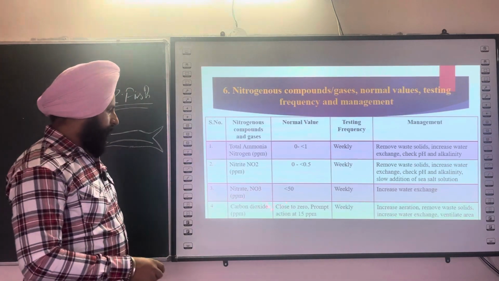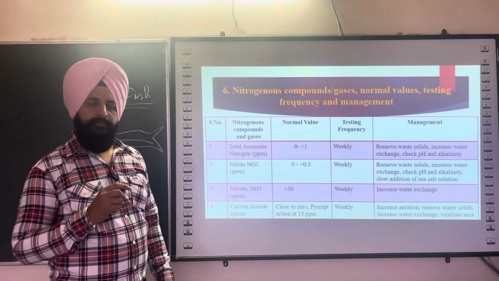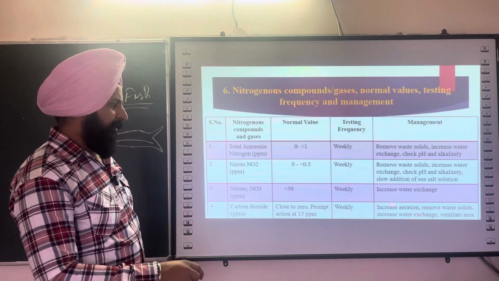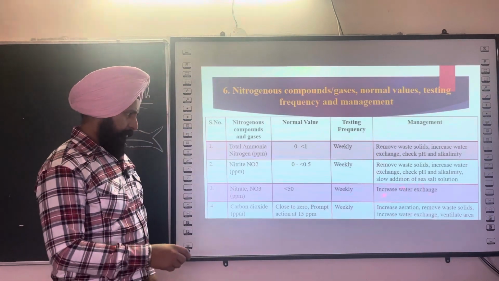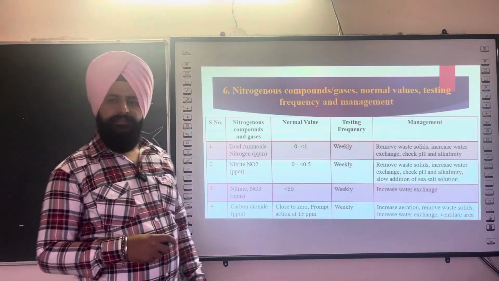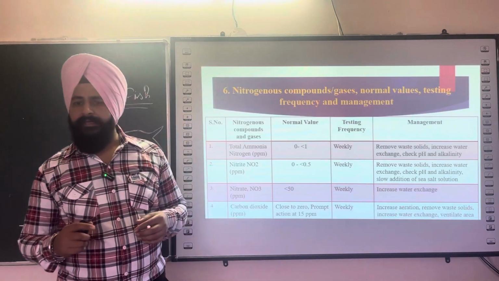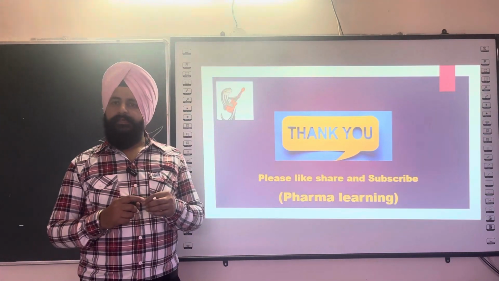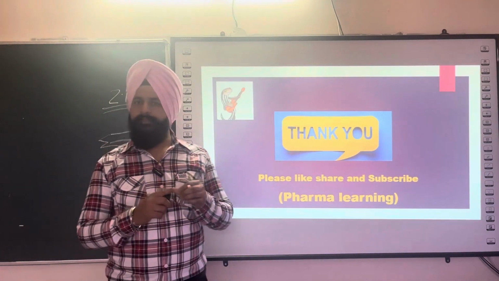Carbon dioxide should be close to zero, and it should not be more than 15 parts per million. To manage it, you can increase the aeration of oxygen in the tank, or remove the solid waste from the tank. So these are the things I have discussed with you, about how you can maintain zebrafish and keep them healthy. Be careful whenever you use zebrafish for experimental purposes.